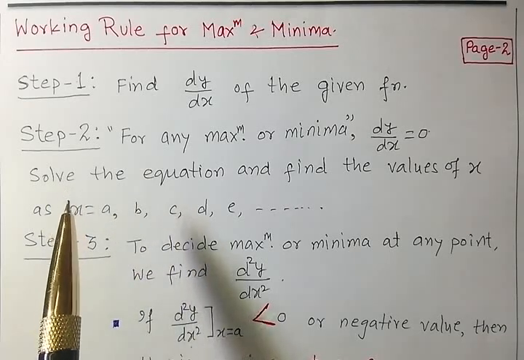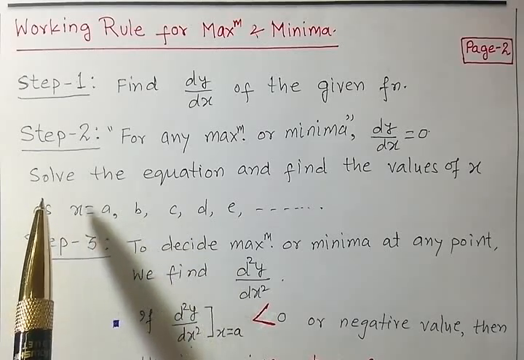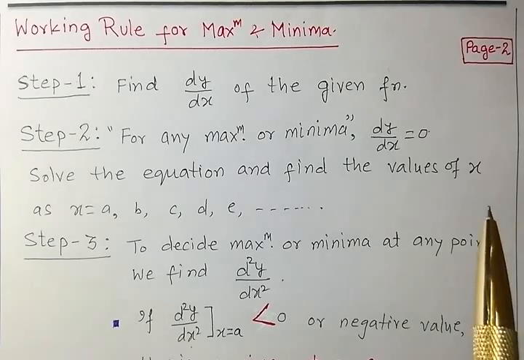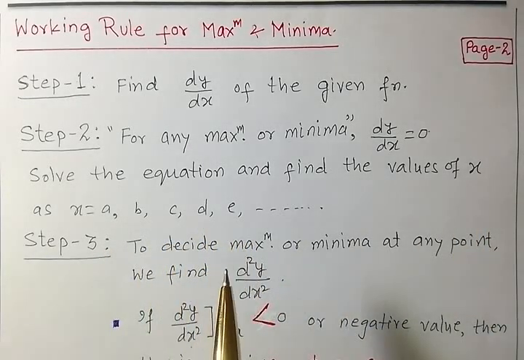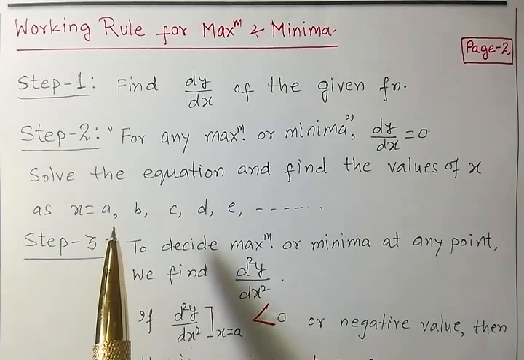Mostly it is a quadratic equation. It may be a cubic equation also. Solve the equation and find the values. What values will you get? Those stationary points A, B, C, D. Those points you will get here, up to the second step.